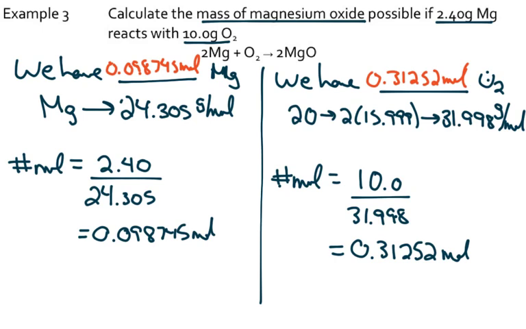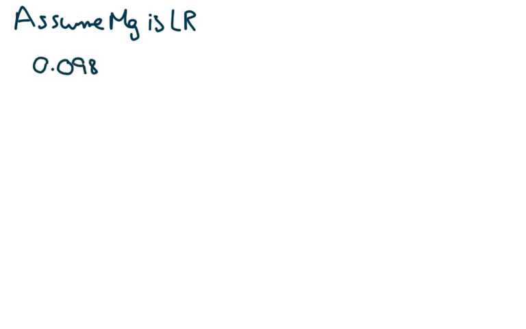And again, we need to make an assumption that one of these two is the limiting reagent. It does not matter which one. I'm going to work with magnesium. I always generally work with the first substance that's given. It's just habit. So if we assume that, it would mean we use up all 0.098745 moles of magnesium.